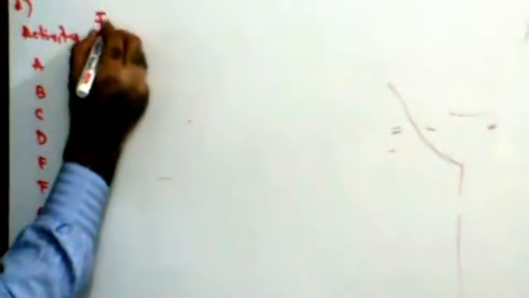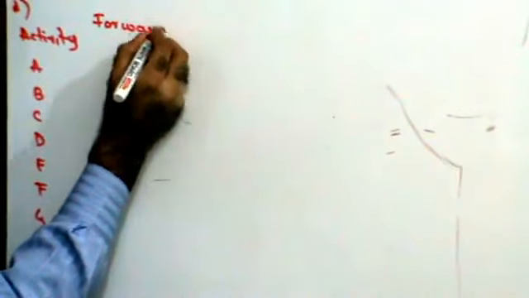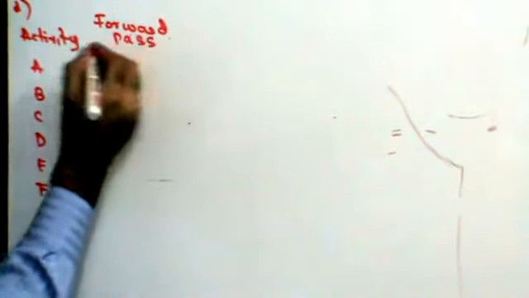A, B, C, D, E, F, G, H, I. It's up to I. Right? Now, I'm going to find out everything in this summary. I'll show you how to find out. First thing that you have to find out is forward pass.